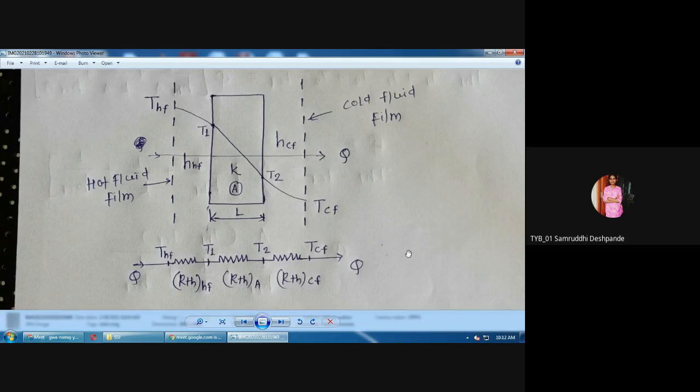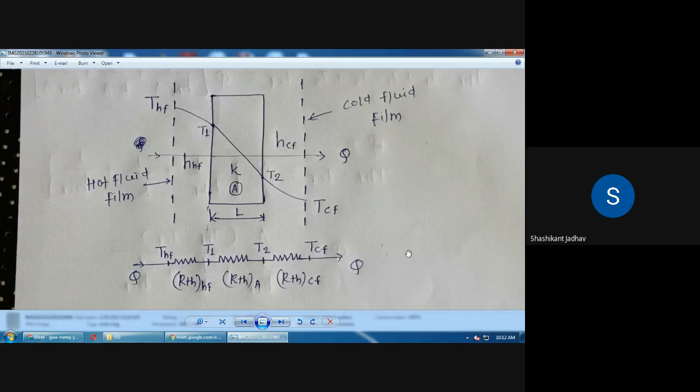T1 minus T2 upon L upon KA. Okay, so this is the standard equation. Means what is the final equation? Q is equal to K into A into T1 minus T2 divided by L. Okay, what is the standard equation? Heat conducted through the plane wall. Q is equal to K into A into T1 minus T2 divided by L.